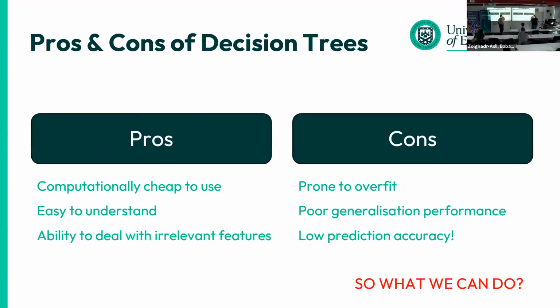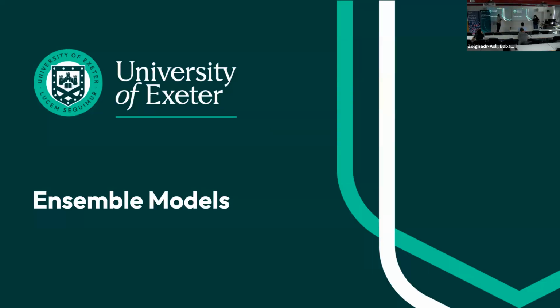But what are the pros and cons? The positive part is that it is computationally cheap to use. It's easy to understand. We have the ability to deal with the relevant features, but there's a negative part. It is prone to overfit, because it's a very simple model. So it is very prone to overfit. It has poor generalization performance and low prediction accuracy. So what can we do?